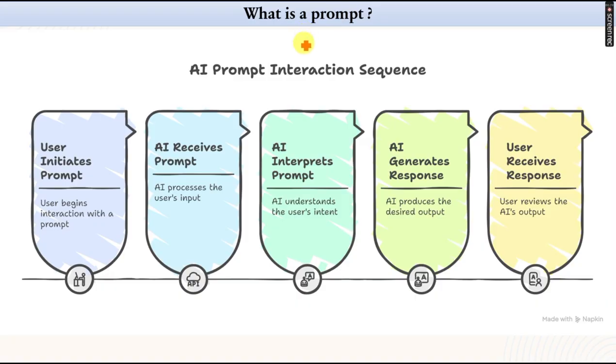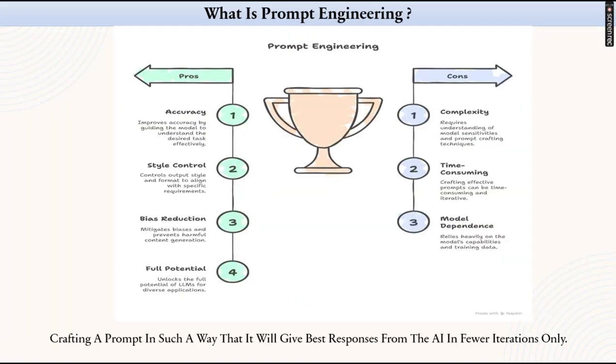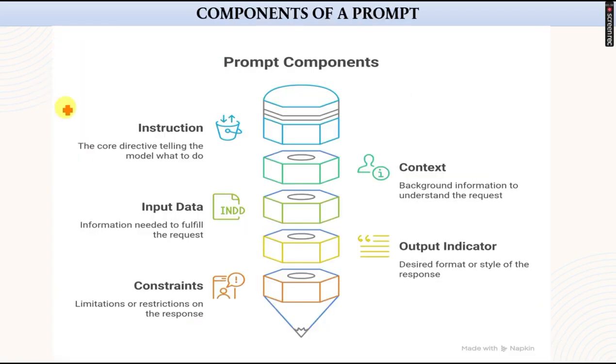Then we will move on to a deeper topic called prompt engineering, which is the method of crafting and refining prompts to get better and more accurate responses from AI. We'll explore the essential parts, or components, of a good prompt, and we'll learn how each component helps improve the quality of the AI's answer.